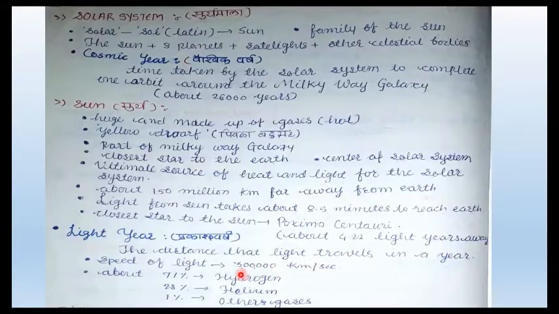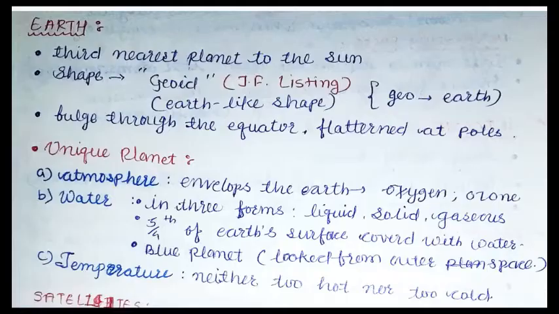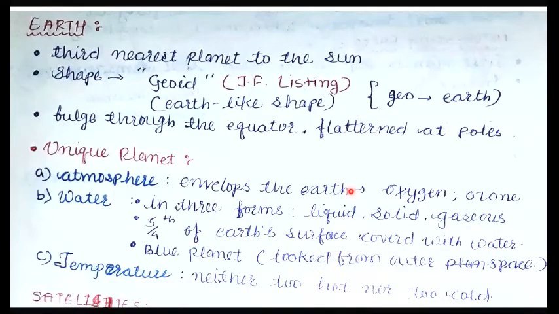स्पीड ऑफ लाइट, इट्स 3 लाख किलोमीटर पर सेकंड, और अगर हम सूर्य की बात करें, सन की बात करें, तो 70% हाइड्रोजन है, 28% हीलियम है और 1% अदर गैसेस हैं. The most important for us.